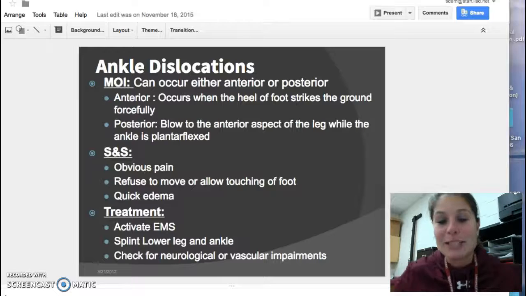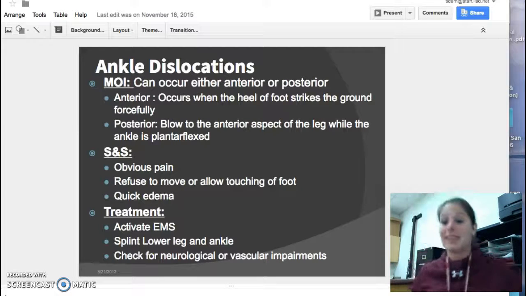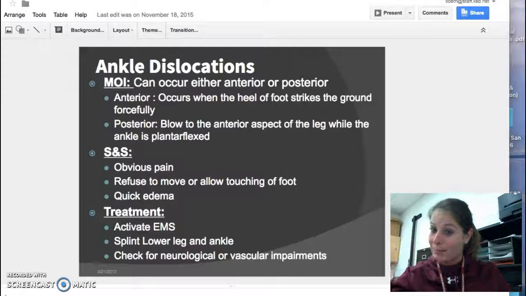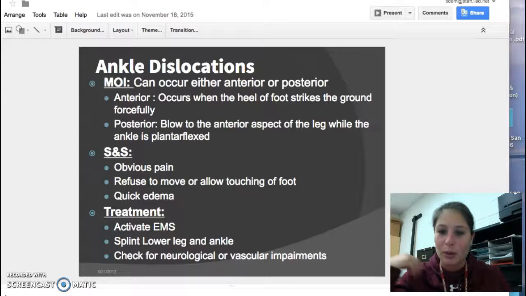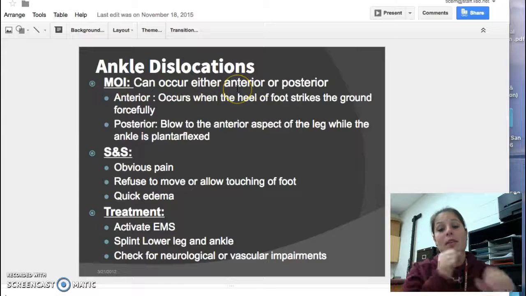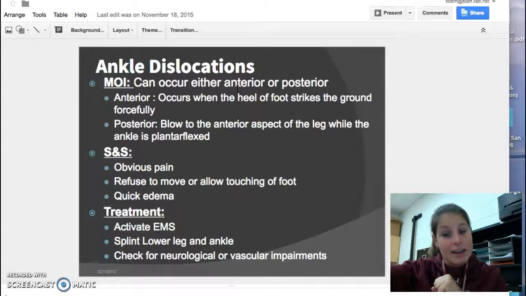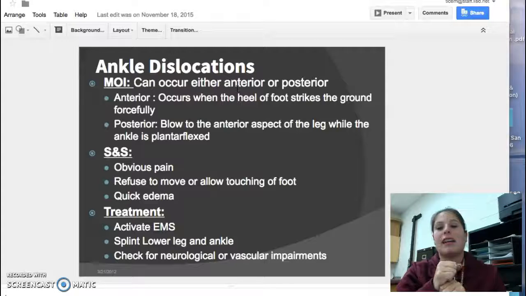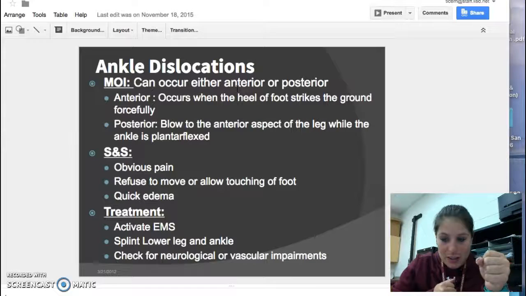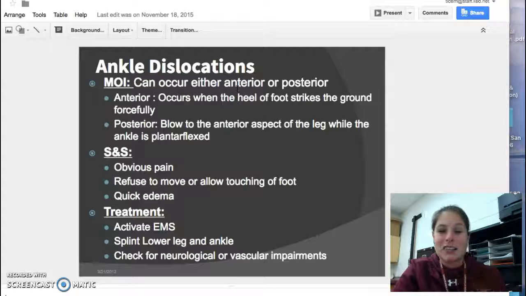Our next one is ankle dislocations, okay? These are not common, thankfully, but definitely do happen quite a bit. They can occur where the ankle is forced anterior, and where the ankle is forced posterior, okay? And this has to do with that talus bone, okay? And we'll talk about this in class.